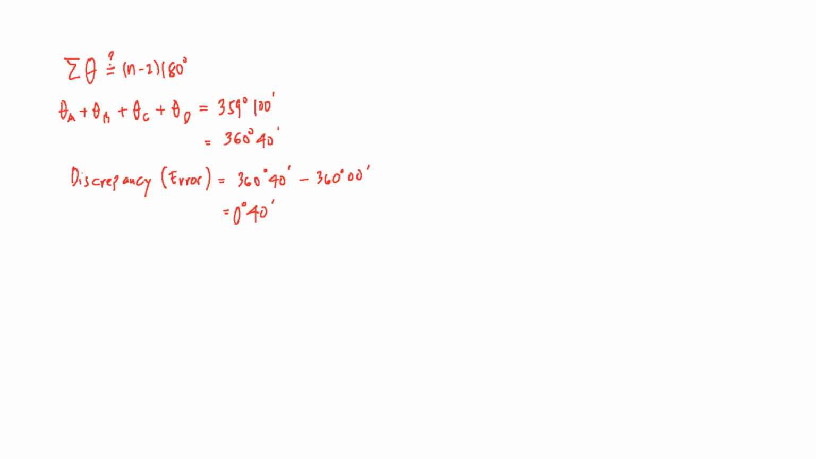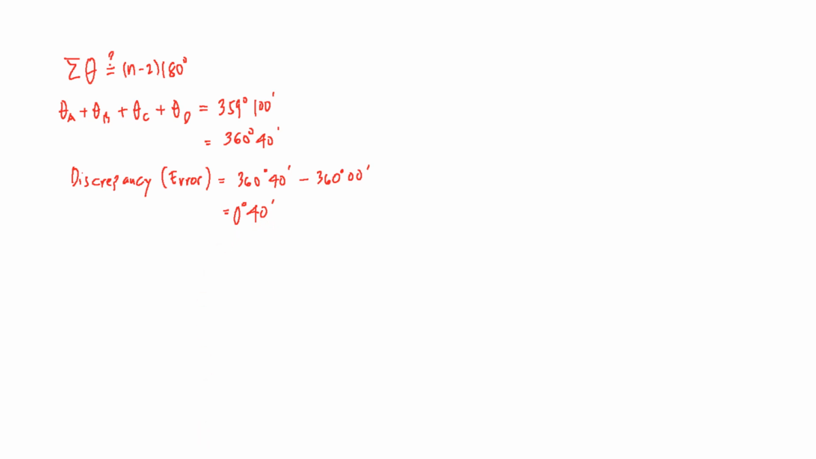First, we determine whether the observed interior angles satisfy the geometric condition for a closed polygon. That is, the sum of the interior angles must equal n minus 2 times 180. There being 4 sides to our closed traverse, the sum of the interior angles is supposed to be 360. So we add up all the observed interior angles, theta A, theta B, theta C, and theta D, which is equal to 359 degrees 100 minutes, or equivalently 360 degrees 40 minutes. So there is a discrepancy of 40 minutes.